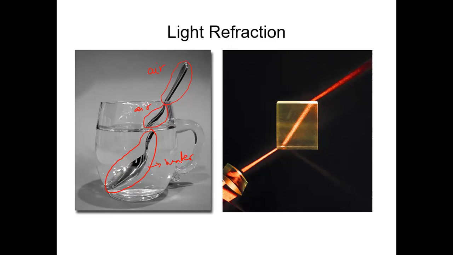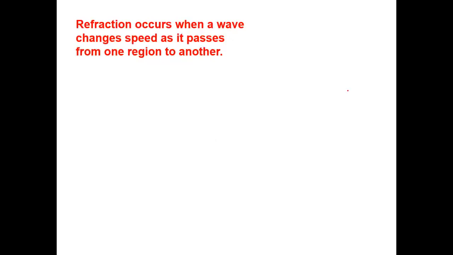This is because of refraction. Again, you can see here, the light is coming from here. It seems to be bending and then bending again. So what is refraction? Refraction is the bending of light or a wave when it changes its medium. We can also define it as the change in speed of light due to a change in its medium. So refraction occurs when a wave changes speed as it passes from one region to another.